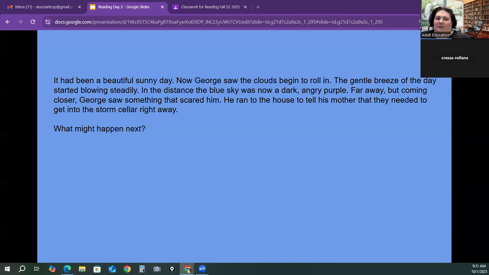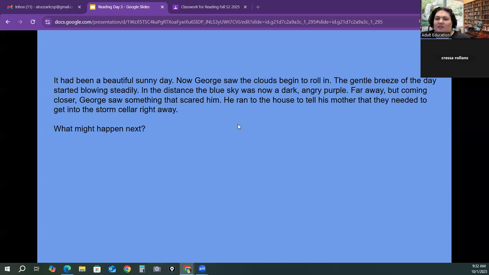Okay, what do I think might happen next? I'm going to infer that a tornado is coming. Why do I think that? Well, the clouds began to roll in all of a sudden. Then the breeze that was a gentle breeze started blowing steadily. The sky was now dark, angry purple. And now he saw something that scared him.